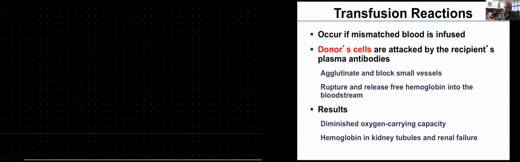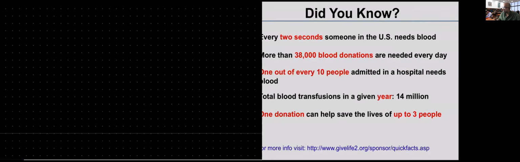Again, when would I have a transfusion reaction? If the donor's cells are attacked by the recipient's plasma antibodies. This will cause the rupture and the release of the hemoglobin from the red blood cells. Hemoglobin, when released freely in the bloodstream, is going to cause a blockage of the kidney tubules, and this will result in a diminished filtration rate, causing renal failure.